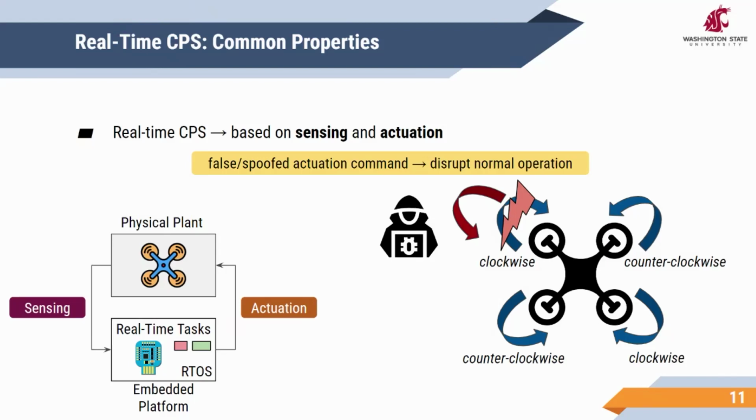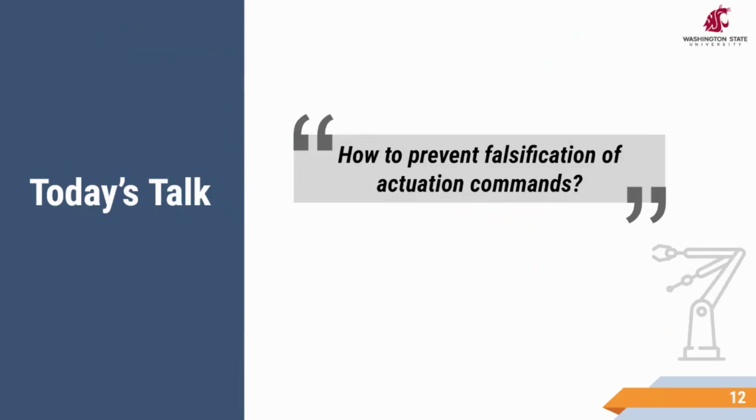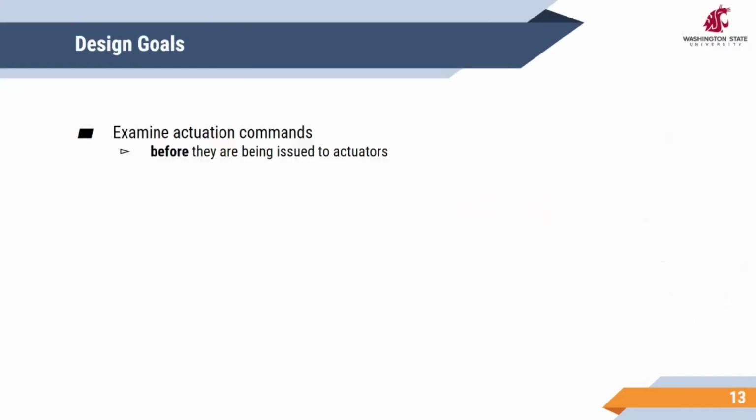And because of the safety-critical nature of the system, both timing and safety constraints are very critical to ensure that the system remains operational during its mission. So the question we are exploring in this work that I'll be discussing today is how we can prevent falsification of actuation commands and ensure the actuation commands sent to the physical actuators remain trustworthy.